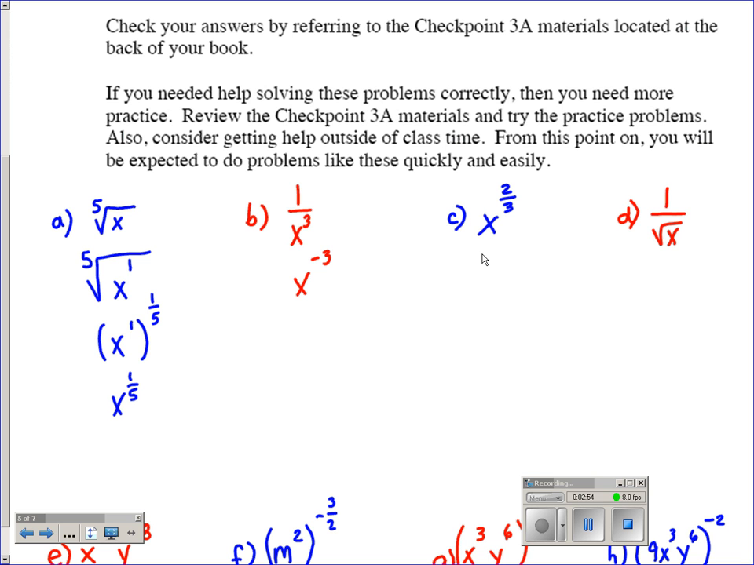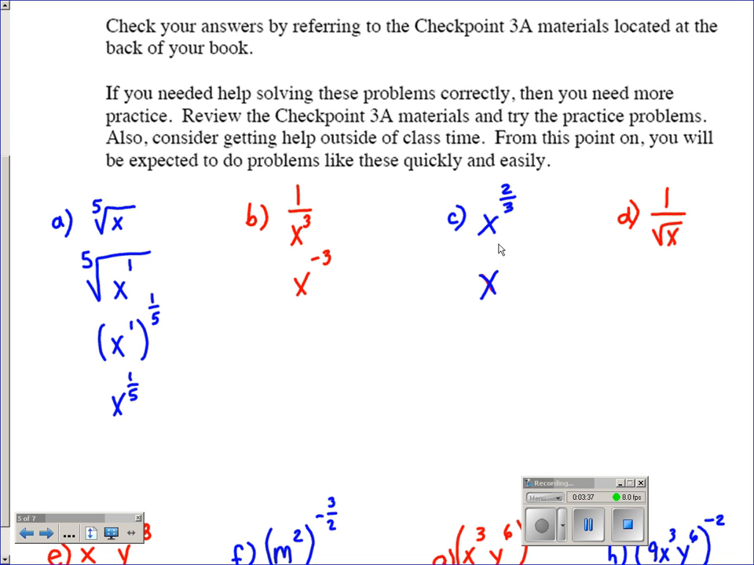Letter C, we have x raised to the 2/3 power. Well, I'm going to take my x to the 2/3 power and we're going to break it apart. Remember, we just looked at problem A and we said that the root was our denominator. So here, our root is 3, which means we're going to be taking the third root, or the cube root. And our numerator here is going to be the power that our x is also raised to. So if we take it and break it apart, we can look at it like this.